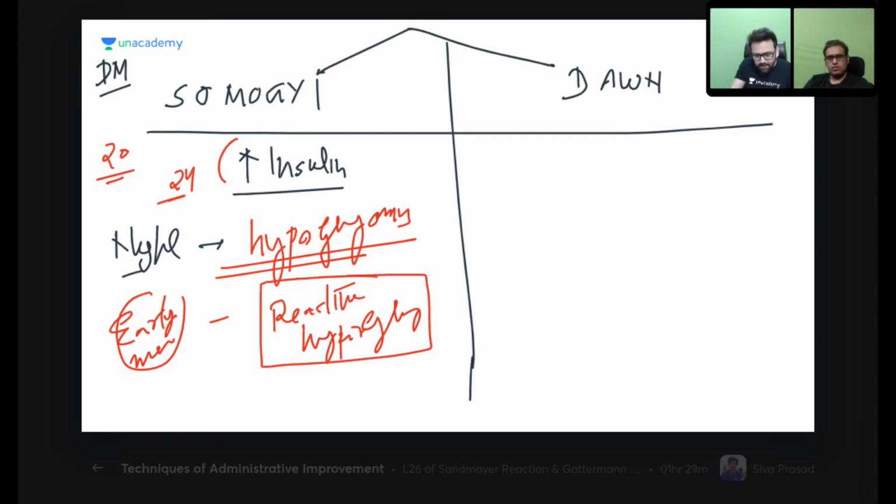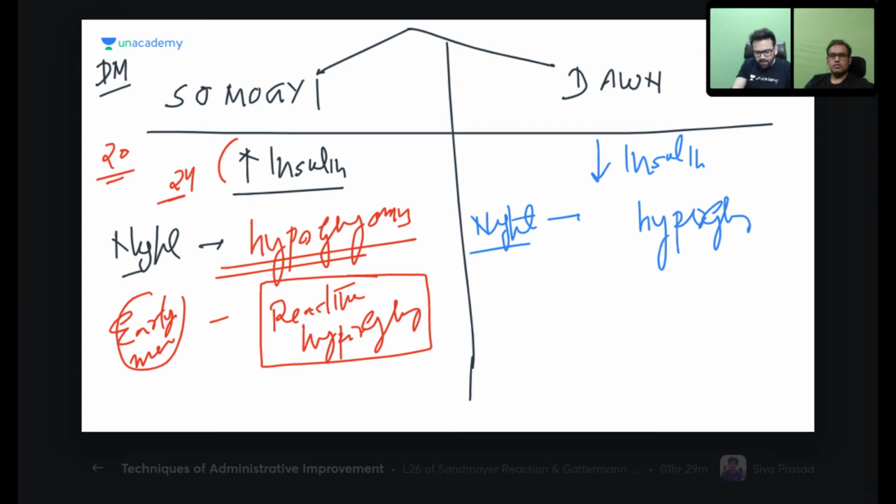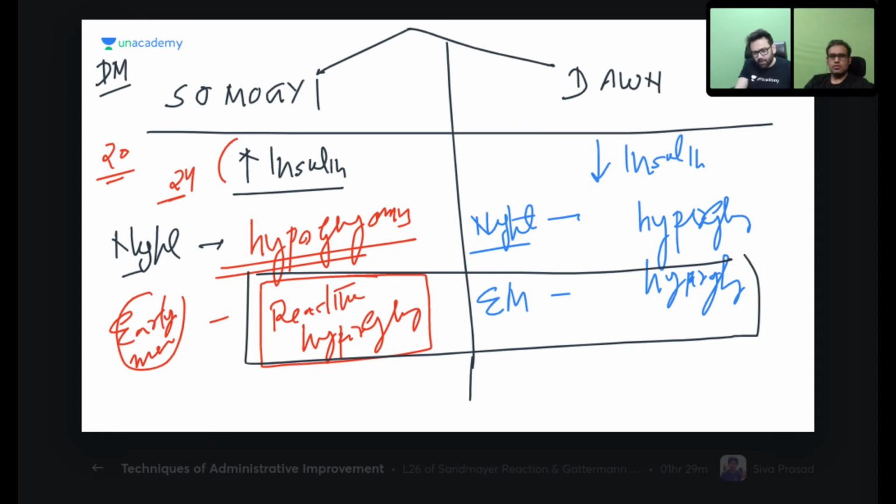On the other hand, if your patient is taking less insulin than required, what will happen at night? Of course, hyperglycemia. And what will happen in the early morning? Again, hyperglycemia. Now you will tell the patient to bring the morning glucose, to check it as soon as they wake up. Both patients will come to your clinic with reactive hyperglycemia. Both will tell the doctor, my sugar is high, and you will say, increase the insulin.